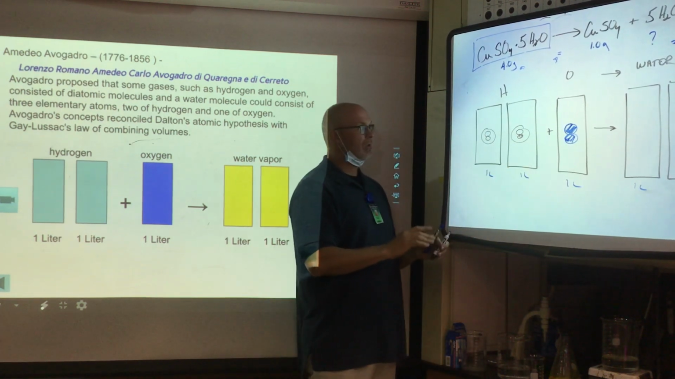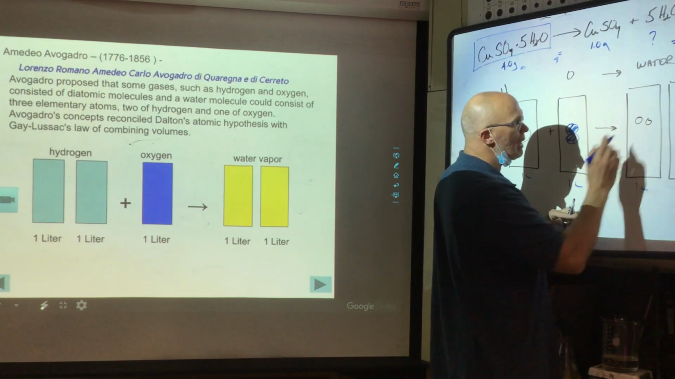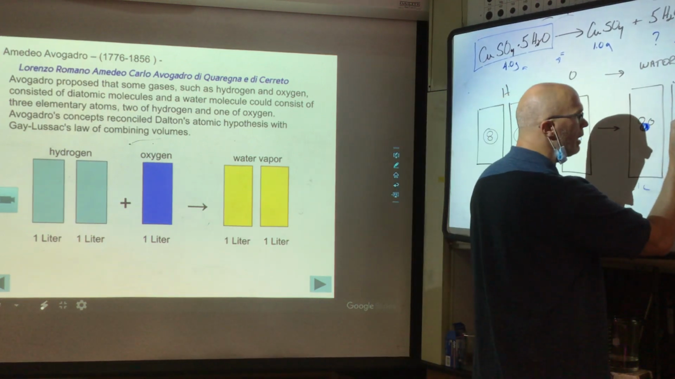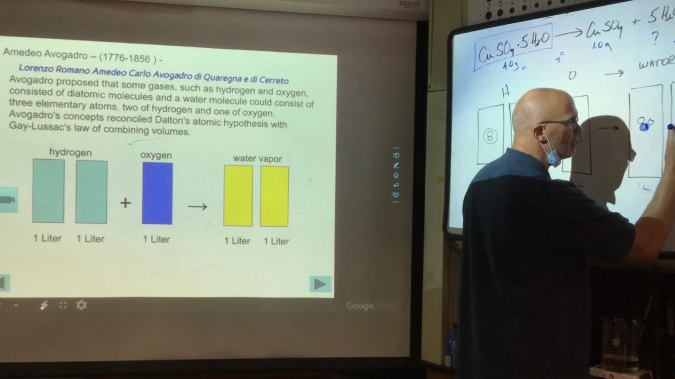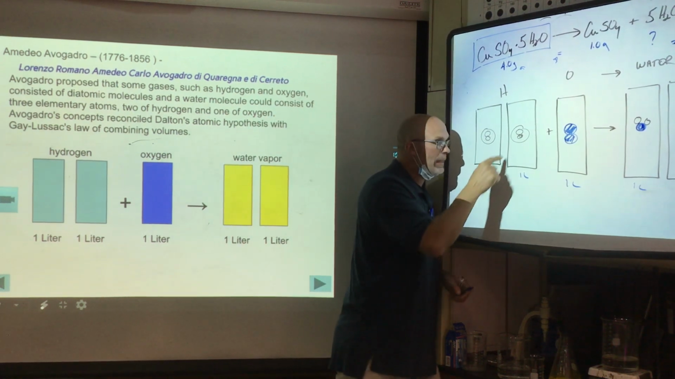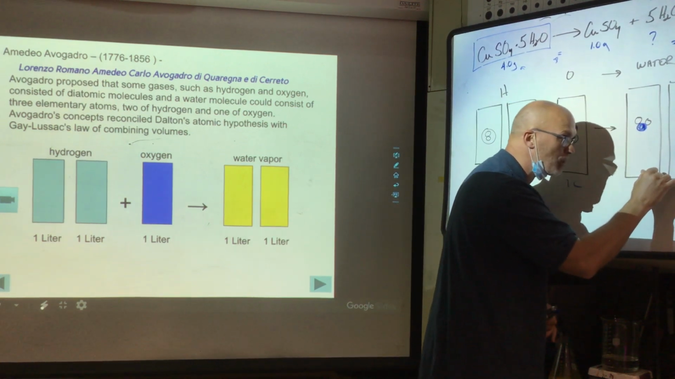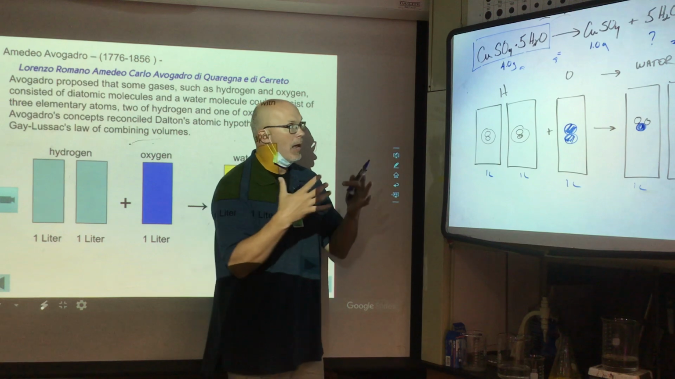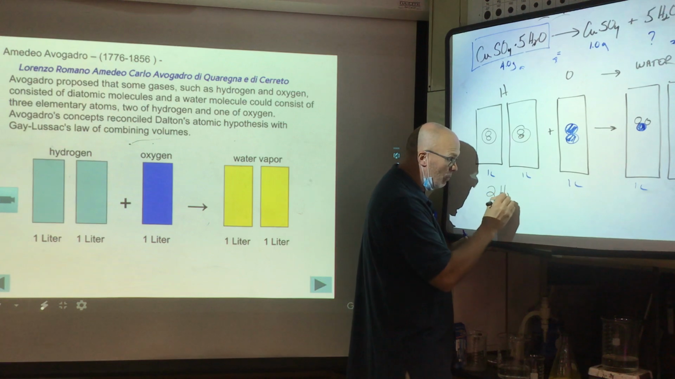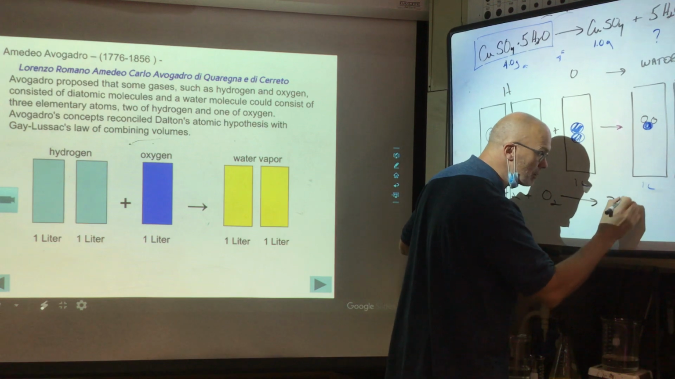If you do this, take 2 H's and 1 O, you've got 1 new particle of water. And the same, another particle of water. You didn't destroy atoms, you just did what? Rearranged them. 1 particle, 1 liter, 1 particle, 1 liter, 1 particle, 1 liter, 1 particle, 1 liter. Same volume, same temperature, pressure, same number of particles. And when you see what you have here, 2 H2 plus 1 O2 gives you 2 of these particles.